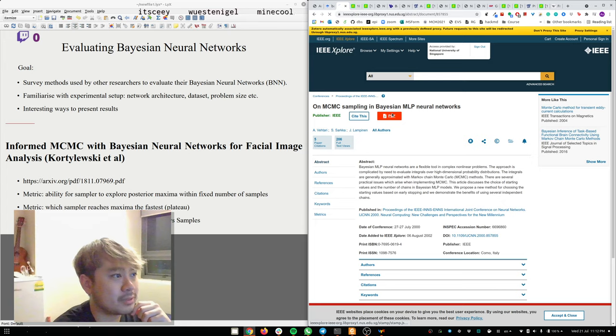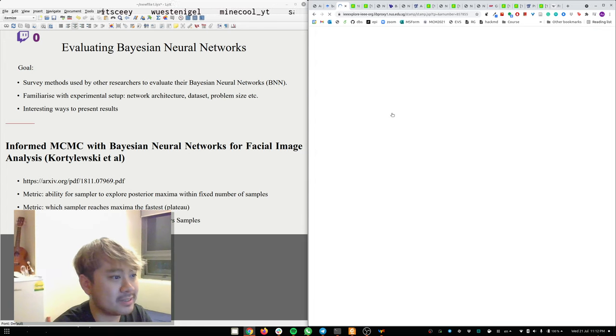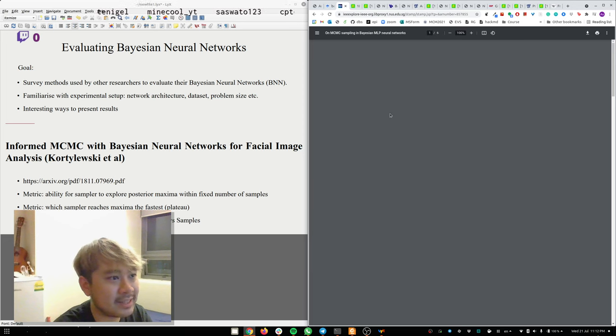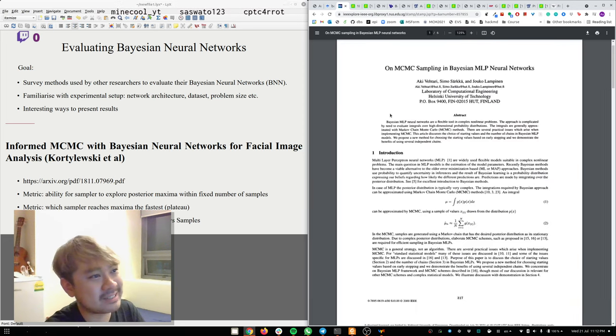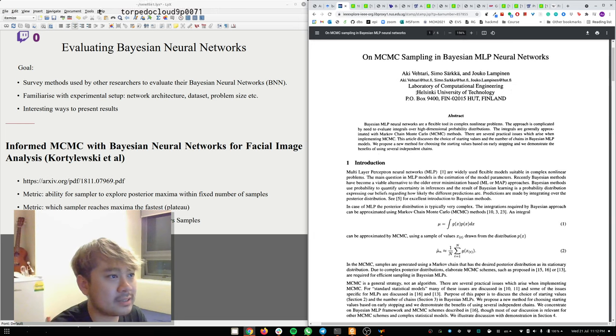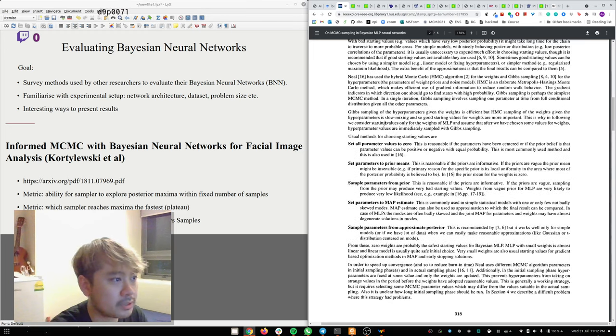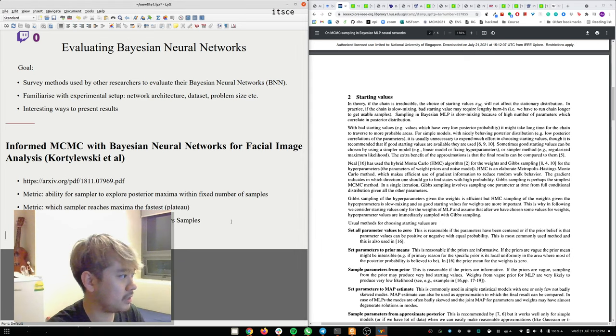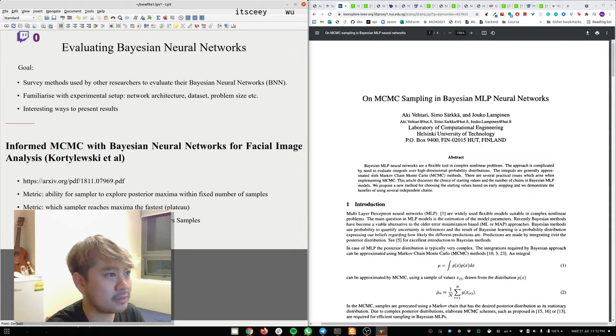This has to be important, right? On MCMC sampling in Bayesian neural networks. Please be a short paper. Yes, 6 pages. There we go. That's what I'm talking about. Thank you, Vehtari. I'm sorry if I'm pronouncing it wrong. Finland. Okay, starting values. Actually, this paper is probably important, like a grandfather paper for all these things, one of the OG papers.